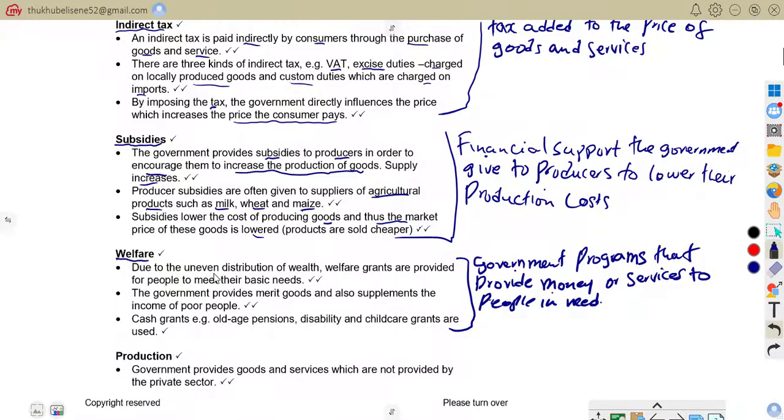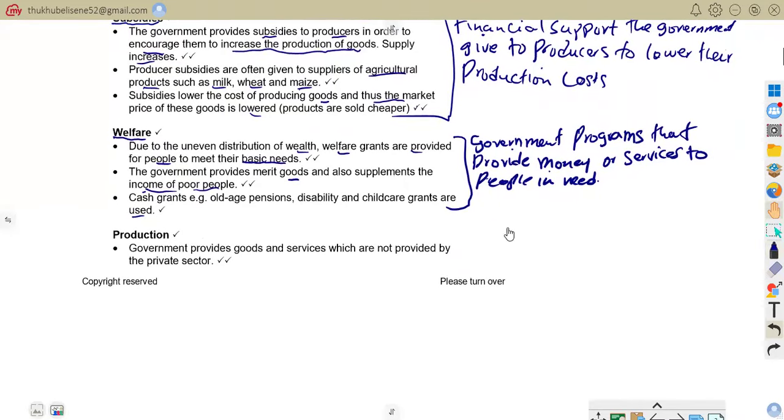As it says, due to the uneven distribution of wealth, welfare grants are provided for people to meet their basic needs. To meet what? Their basic needs like housing, healthcare, food parcels, and so on. So the government provides merit goods and also supplements the income of poor people. Cash grants, old age pensions, disability and child care grants are used. So that's when we're talking about welfare. Now let us move on to production.